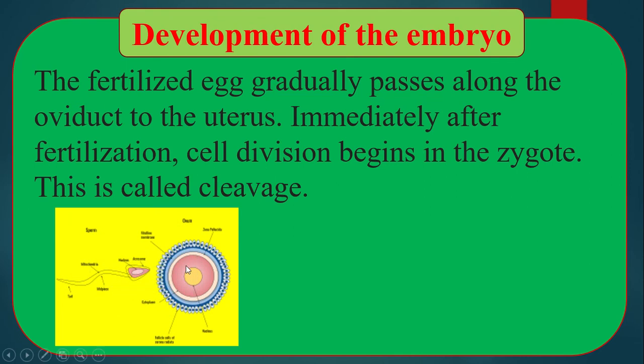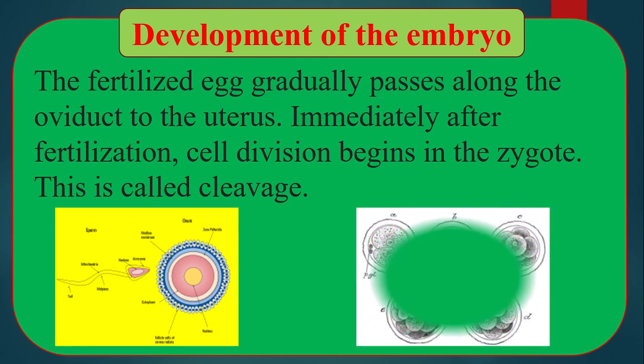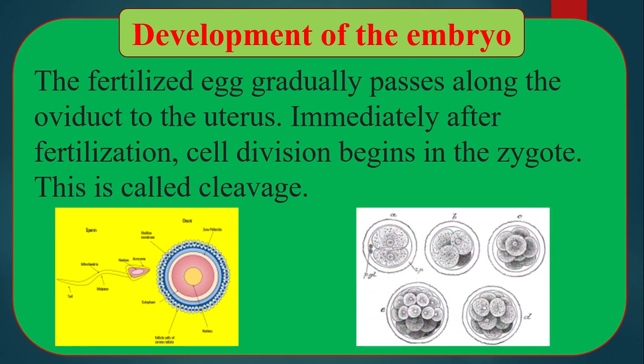Follow the picture. This is sperm and this is ovum. When sperm mixed with ovum, it is called zygote, and when cell division is started from the fertilized egg, it is called cleavage. This is a picture of cleavage.